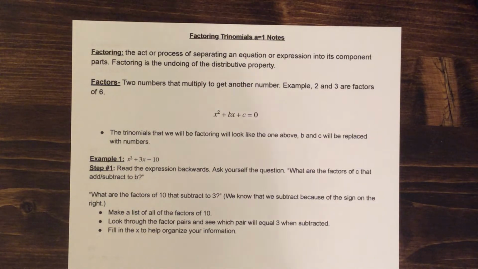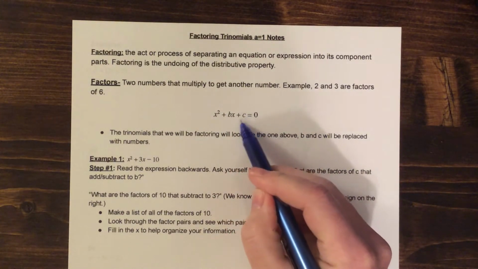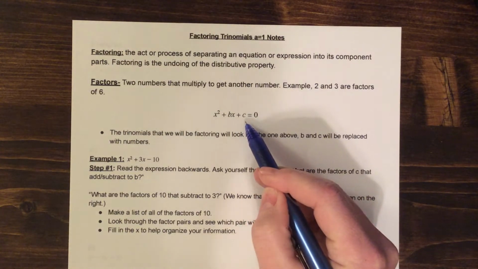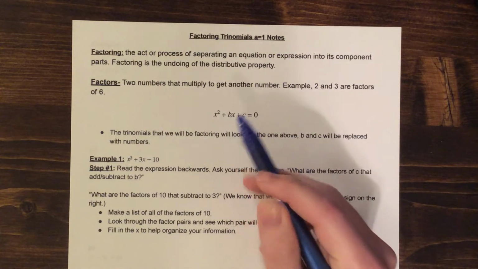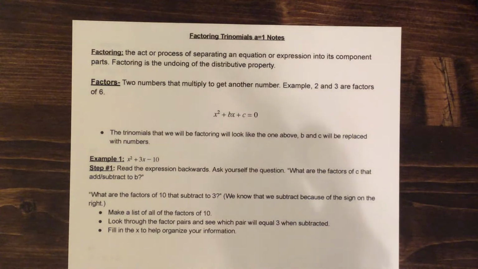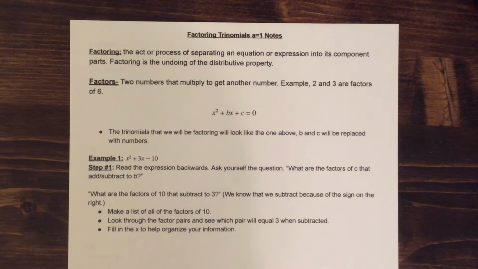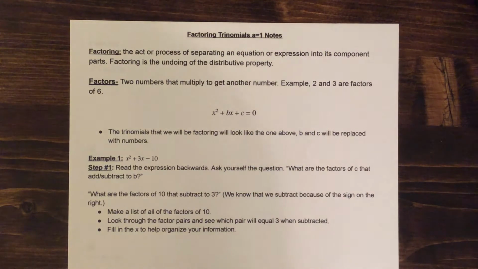So I'm going to be asking myself this question when I start. And so for all of these trinomials, it's going to be what are the factors of C, so what are the factors of this number that add or subtract to B, so this middle number, okay? Sometimes the two factors add up to B, sometimes the two factors subtract to B, and this sign right here between the two is actually going to tell you if you're adding or subtracting.